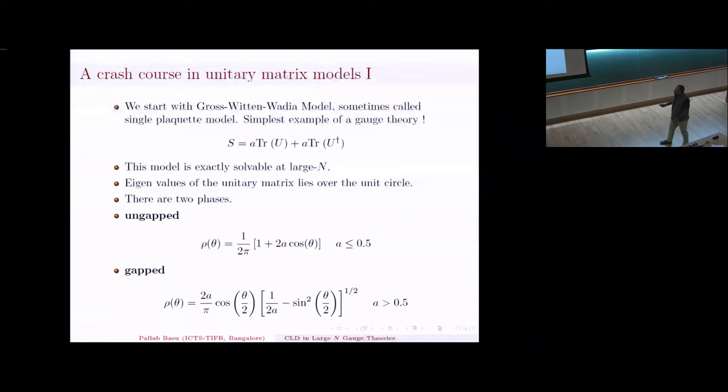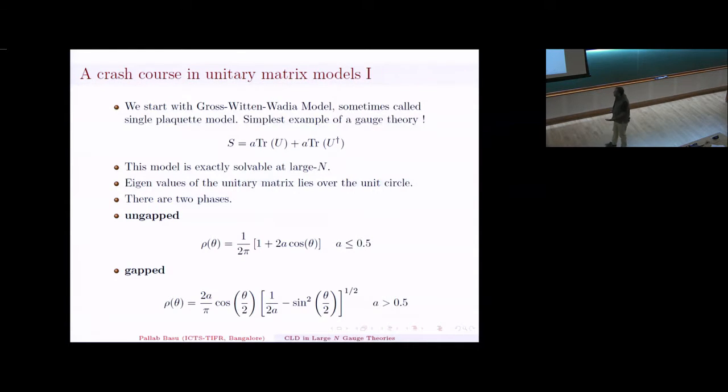Now this model has been exactly solved at large N by Gross-Witten and Wadia. So what does the eigenvalue distribution look like and what are the phases? The eigenvalues of the unitary matrix lie on the unit circle. Because it is a unitary matrix, the eigenvalues are e to the power i theta, so in the complex plane, they lie on a unit circle.